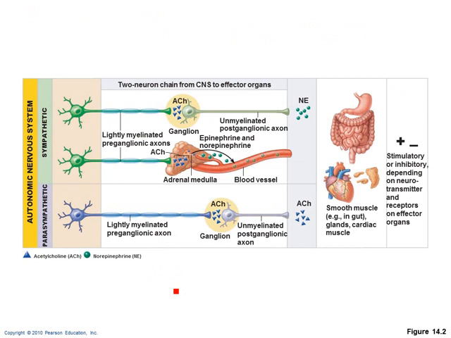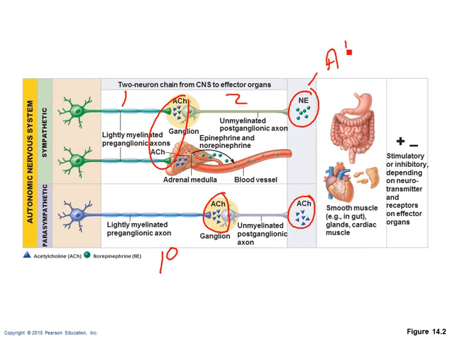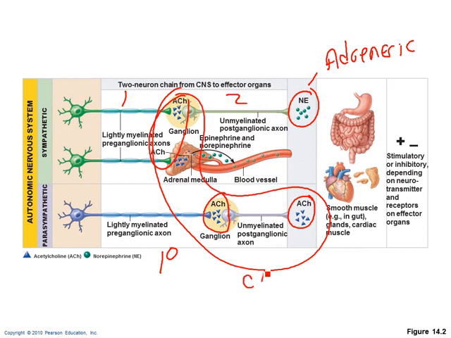Okay, so this is just review. Got that number 1, number 2. You'll notice all the primary, all the first order neurons release acetylcholine. If it's sympathetic, it releases norepinephrine. If it's parasympathetic, it's acetylcholine. So these are adrenergic. And then all of these are cholinergic.